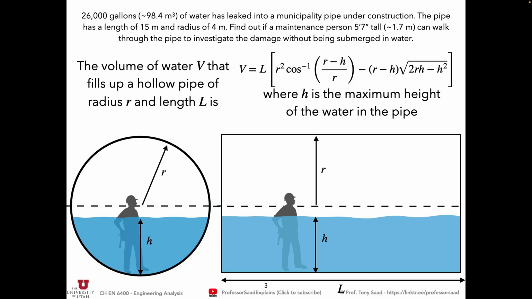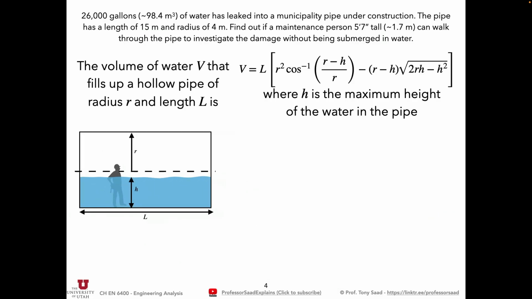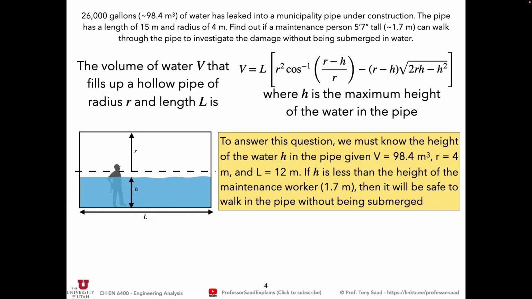The relation between V, L, the radius and the height of the water is given by this complex formula. Here V is 98.4 cubic meters. We know L is 15 meters. We know R is 4 meters. What we don't know is h. So we're trying to solve this equation for h. H is the maximum height of the water in the pipe.